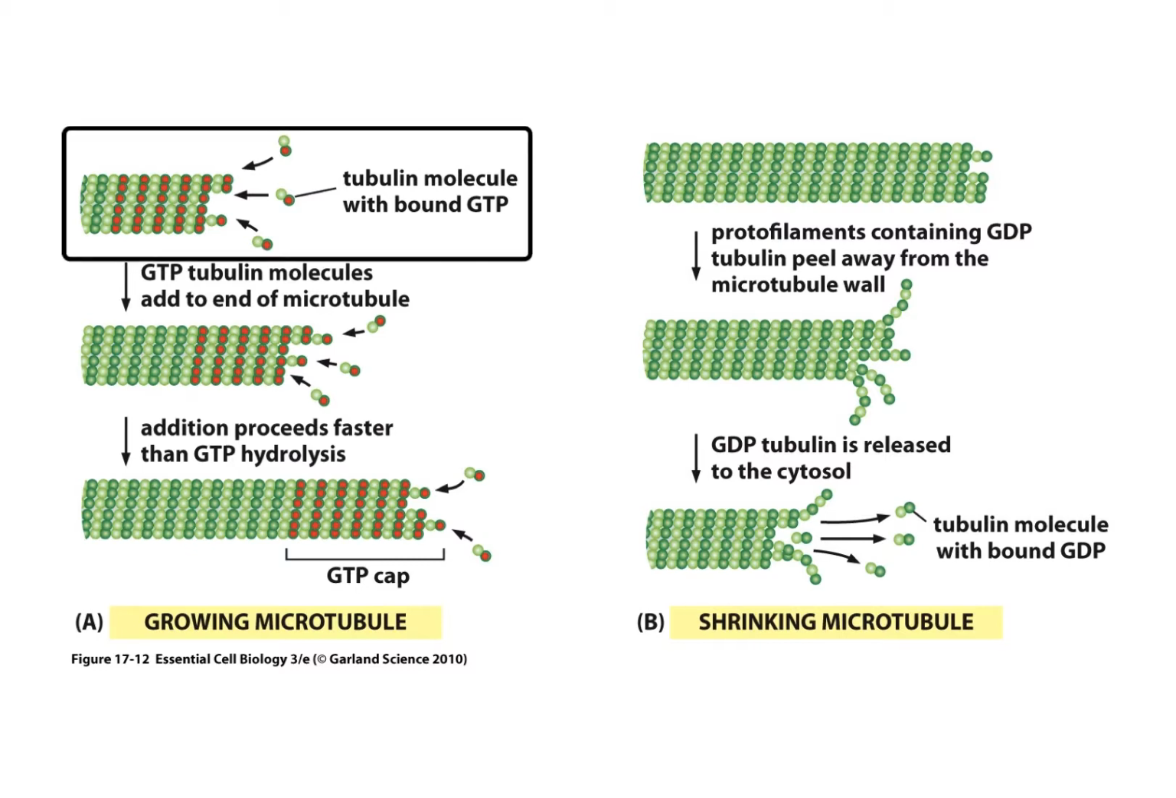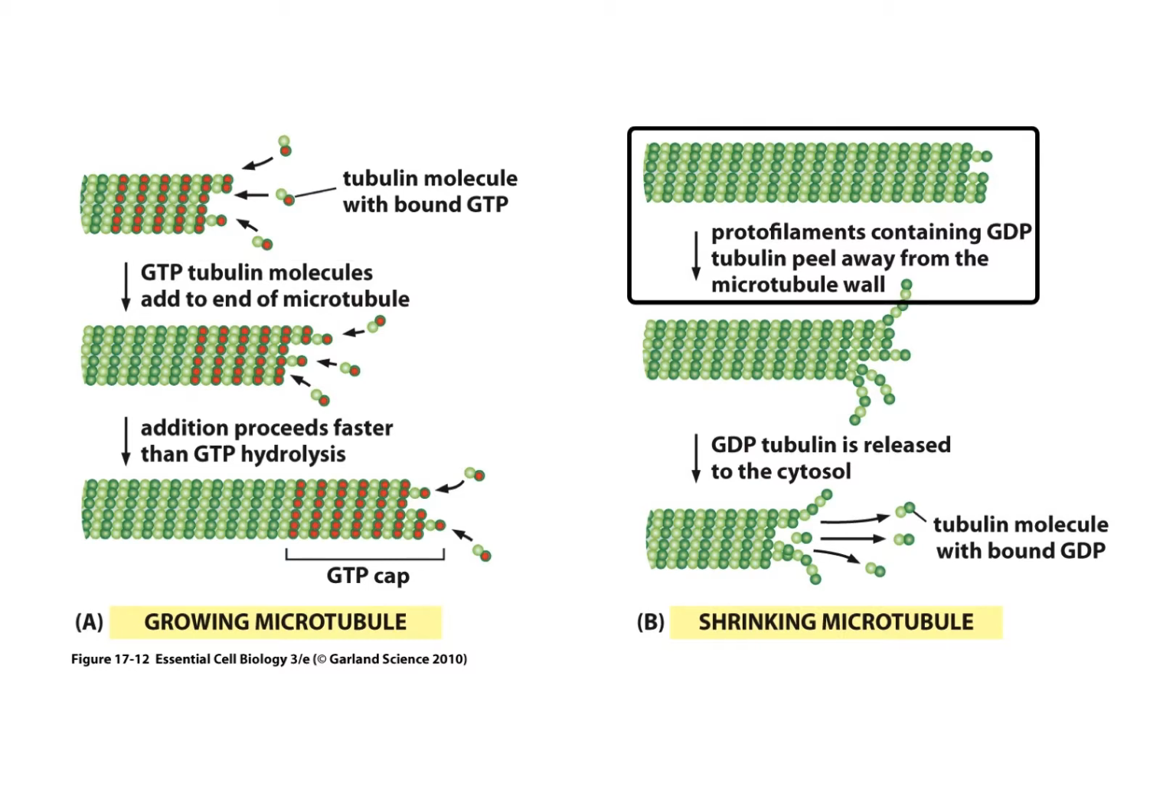But it requires GTP to add those on. So GTP has to be added to the alpha and beta tubulins, and then you get addition as an alpha-beta unit to the end, the plus end of the microtubule. As GTP is hydrolyzed into GDP, then you start getting depolymerization on that end.